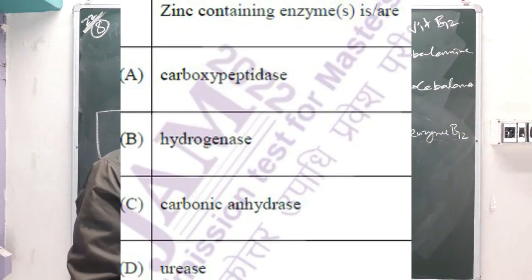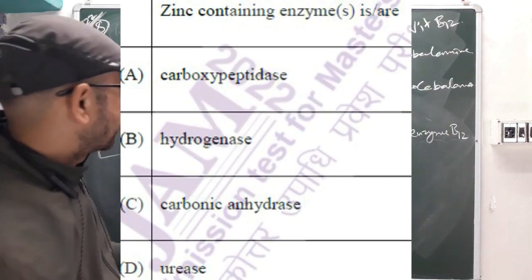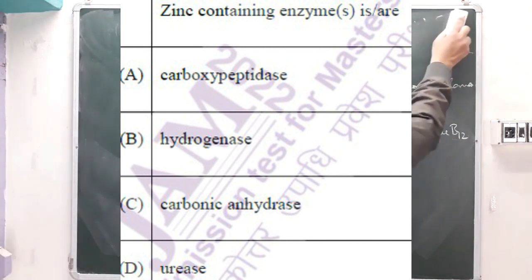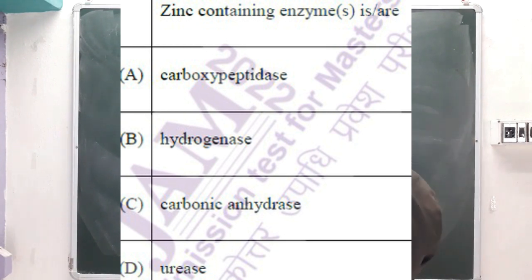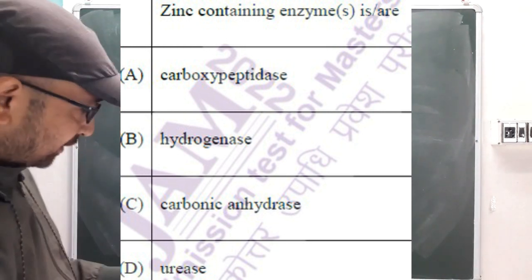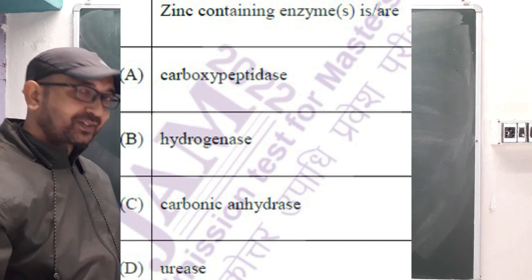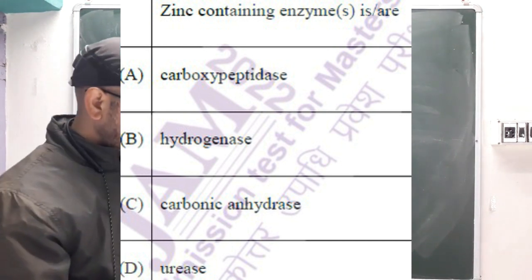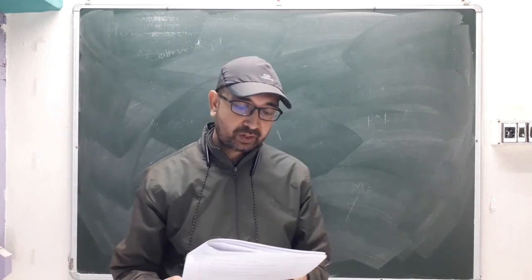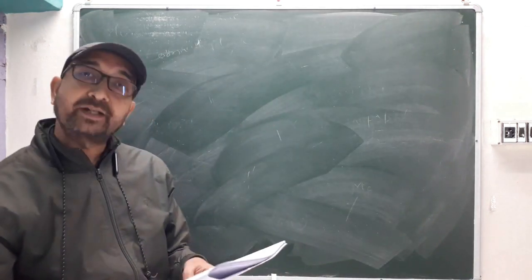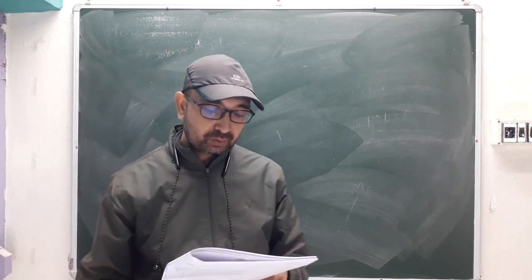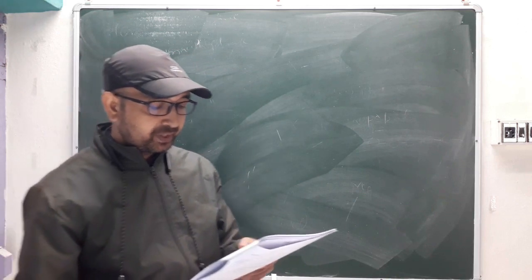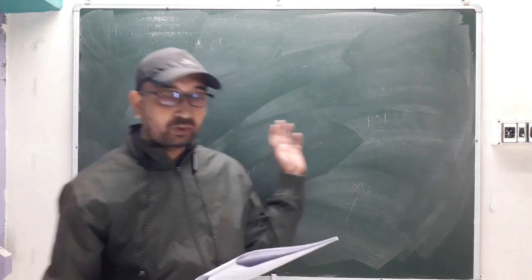Okay, question number 38. You can see on the screen. From the same year, 2022, question number 38. What it says: zinc-containing enzymes are carboxypeptidase, zinc contained; hydrogenase, no, it does not contain zinc. Carbonic anhydrase, it contains zinc. Urease, I guess, contains nickel. So carboxypeptidase and carbonic anhydrase will be your answer, because we already saw, right?